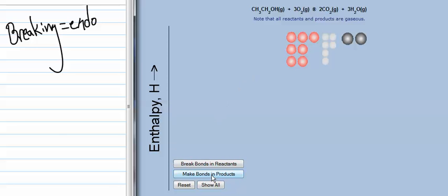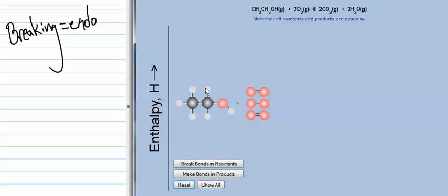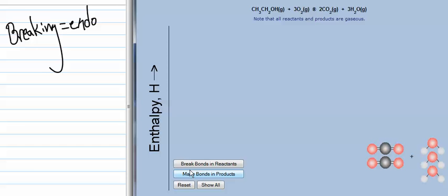So then, when the chemical change happens, I don't wind up with my original ethanol and oxygen. When I break those bonds and the chemical reaction happens, the new bonds form, I get something else. I get three water molecules and two carbon dioxides. But what's important here is look at how low they are.